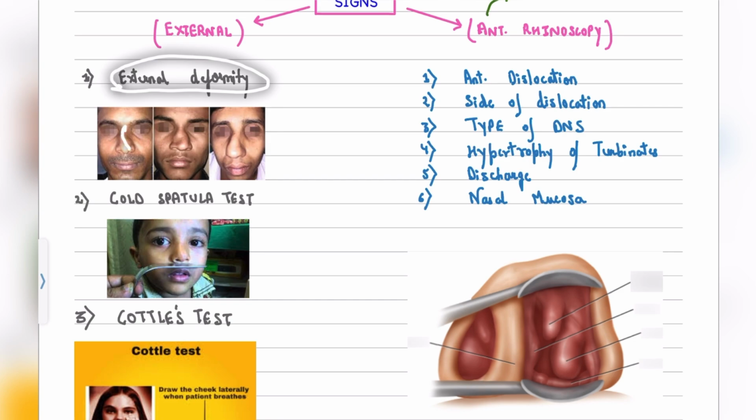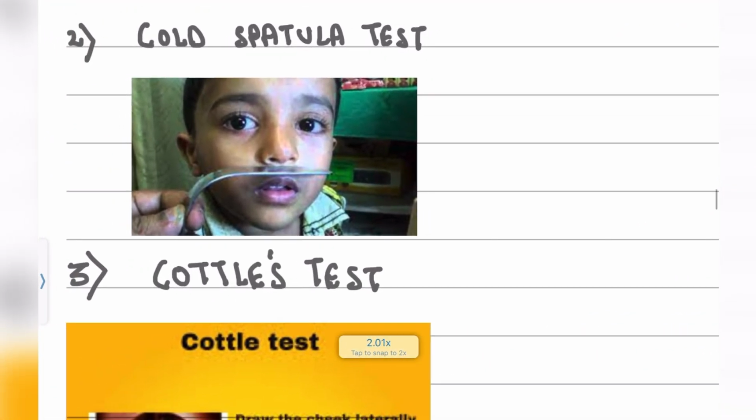These 3 patients are here showing externally there is some sort of defect in the septum. Second is the cold spatula test. This little kid is undergoing the cold spatula test, in which there won't be enough condensation towards the blocked side. For example, this is the patent side of the nose and this is the blocked side of the nose. There would be condensation on this side, whereas there won't be any condensation on the non-patent side.